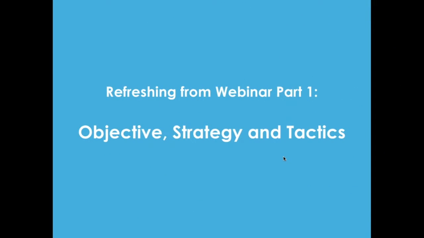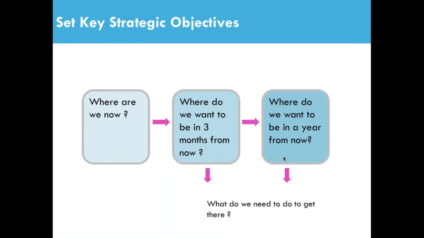You mentioned objectives, strategies, and tactics, right? So basically, where are we now? The situational awareness of the current situation. Where do we want to go 3 months, 6 months, 1 year from now? And what do we need to get there, right?